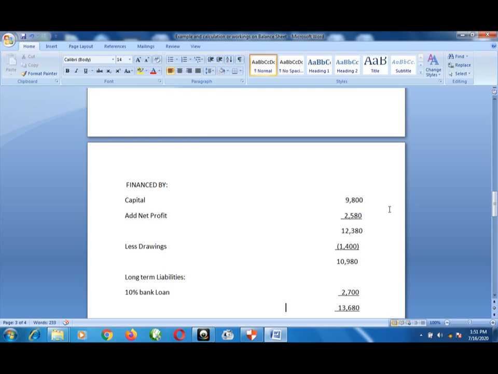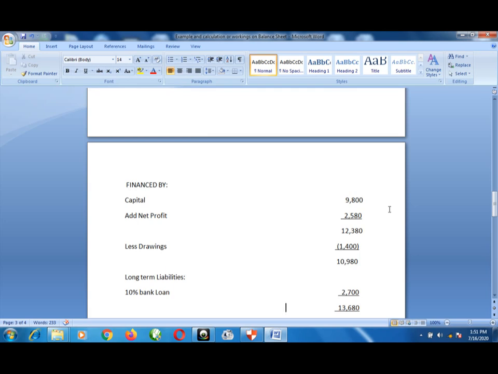10% on bank loan has been charged already. After charging, the amount left is 2,700 naira. You now add that 2,700 naira to 10,980 naira. When we add it together, our total will be 13,680 naira.